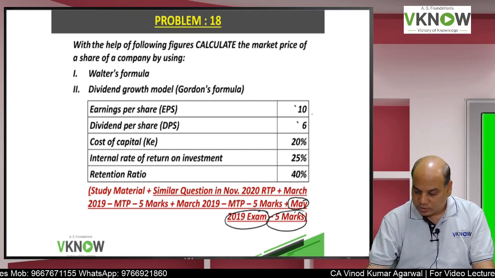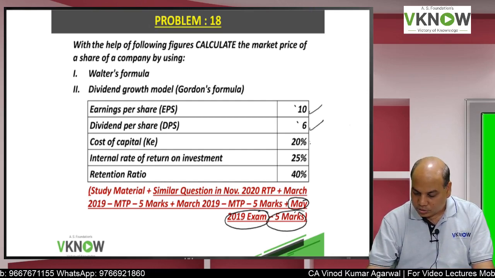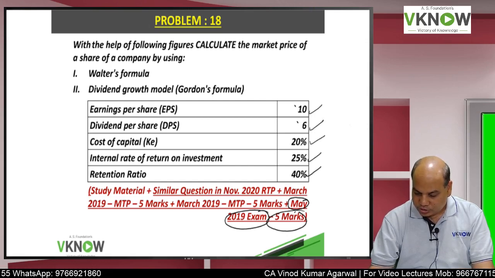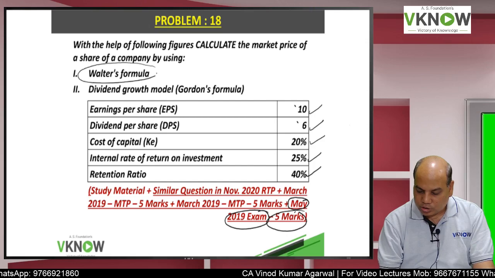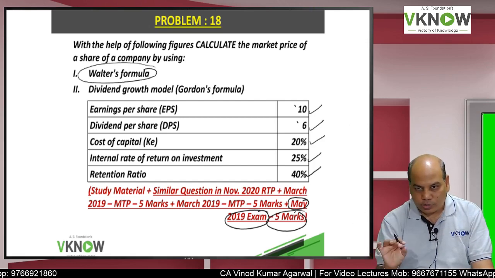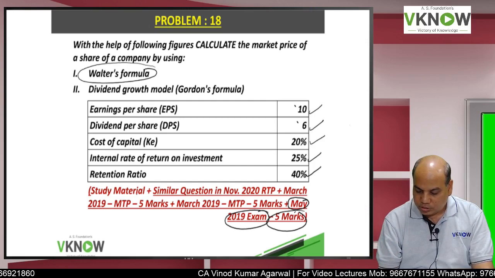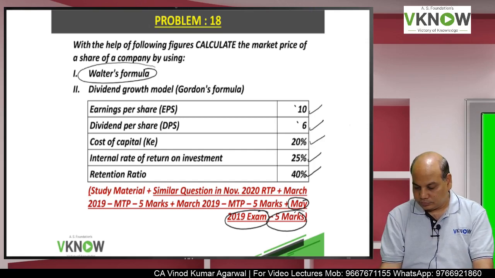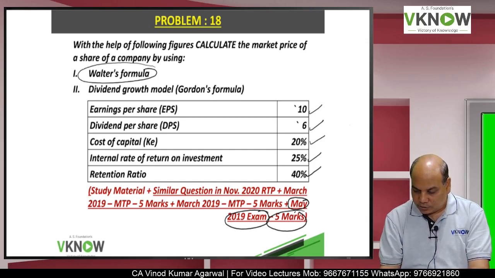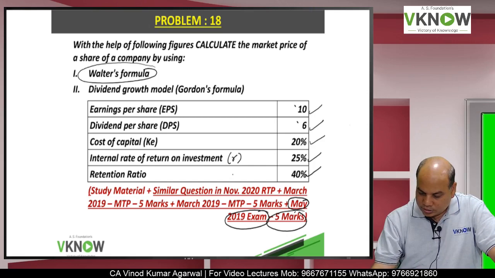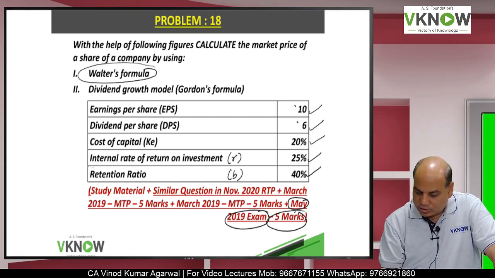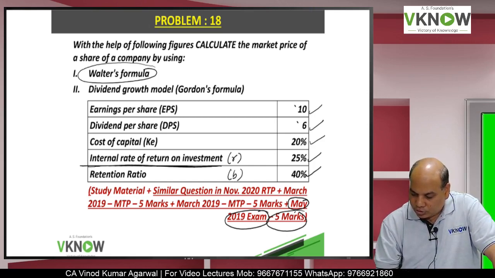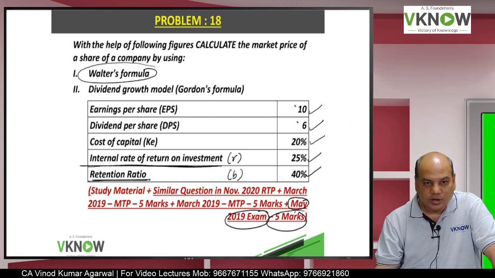So the data is dividend per share, earning per share, cost of equity, IRR and retention ratio. So when you are applying Walter model, use the formula of Walter, and when you are applying Gordon model, use Gordon formula. Is it right? Directly we'll write the formula first because the data are easily available in the question. Internal rate of return on investment is called R and retention ratio is called B.